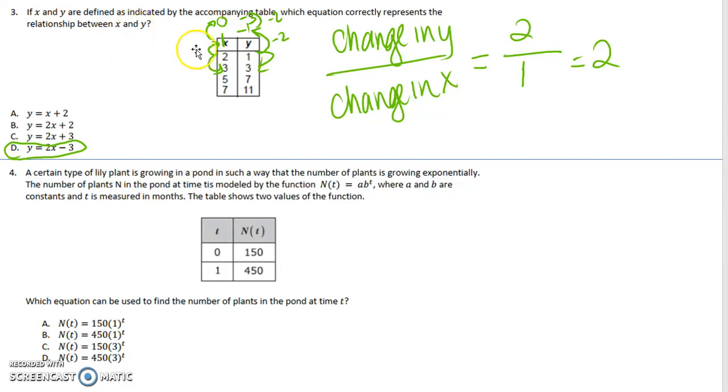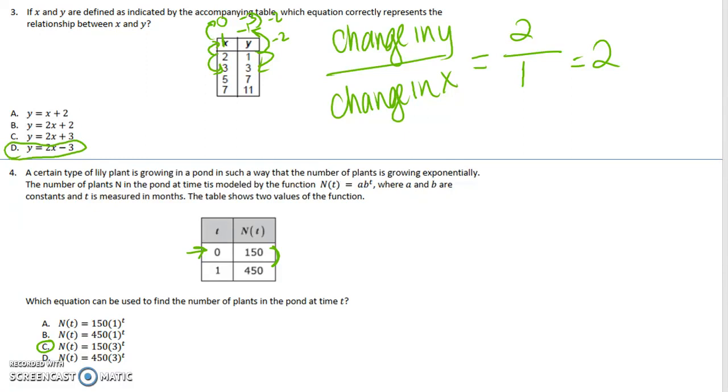There you have it. Okay, so now that we talked about initial value in that last problem, go ahead and check out number 4. What do you think the correct equation is? If you said C, you're correct. Our initial value is 150, right? So I need to figure out what factor this is. What is this being exponentially multiplied by?